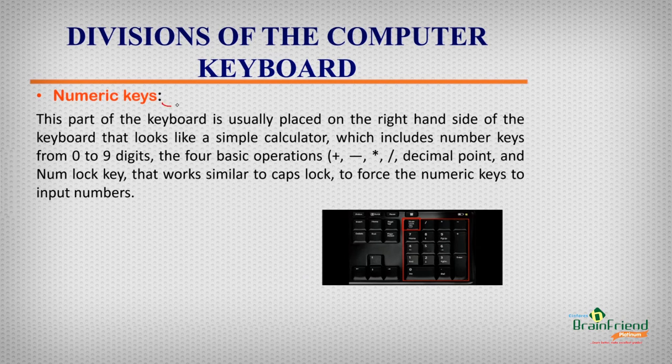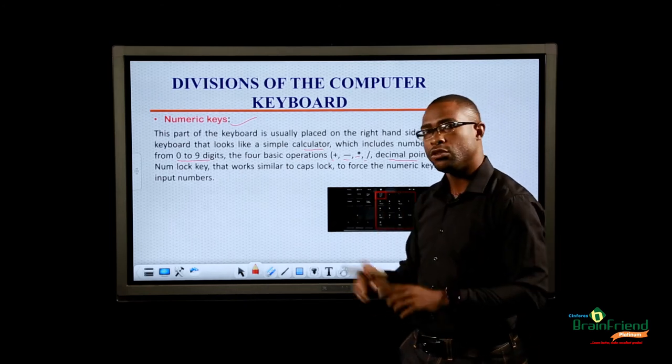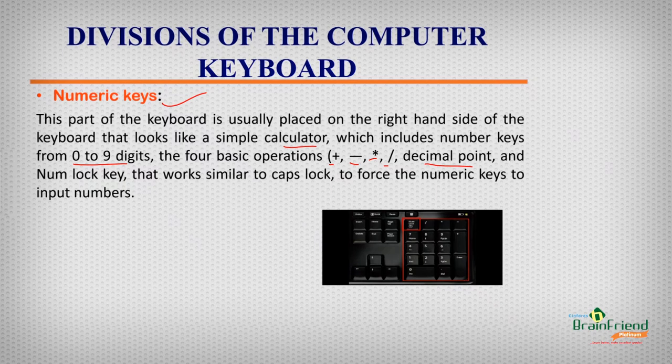Going further, we have numeric keys. This part of the keyboard is placed at the right-hand side of a typical keyboard, and it looks more like a calculator. It consists of digits ranging from 0 to 9, with the 4 basic operations, which are addition, subtraction, multiplication, and division. It also consists of the decimal point and the num lock key. Without the num lock key, it is impossible to use the numeric keys. So whenever you need to use the numeric keys, ensure you switch on the num lock key just by pressing it. Immediately a light comes up, know that that part of the keyboard is active for you to use.